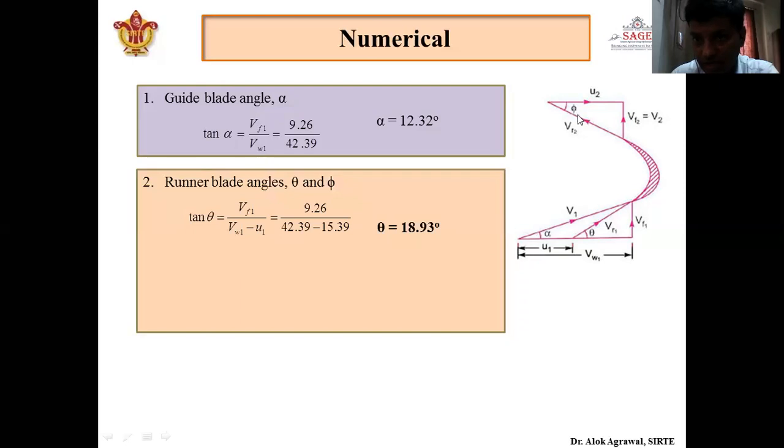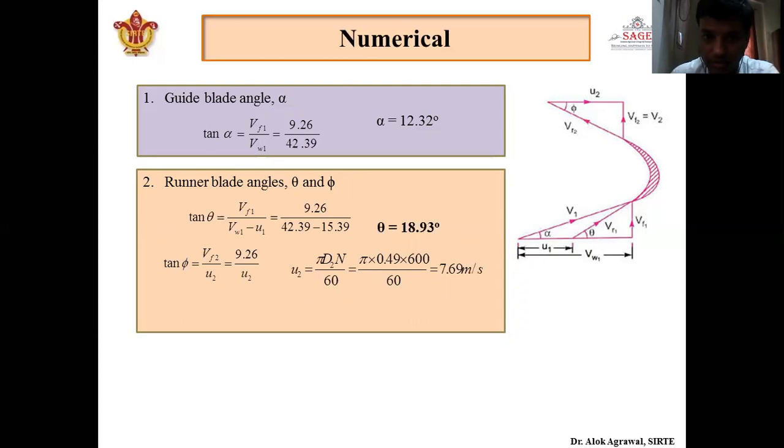Again, tan phi is equal to VF2 by U2. But we don't know U2. U2 is equal to pi D2 n by 60, and D2 is 0.49, n is 600 by 60. We get U2 as 7.69 meter per second. Now substituting the value of U2, we get tan phi is equal to 9.26 by 7.69. Now phi will be 50.29.